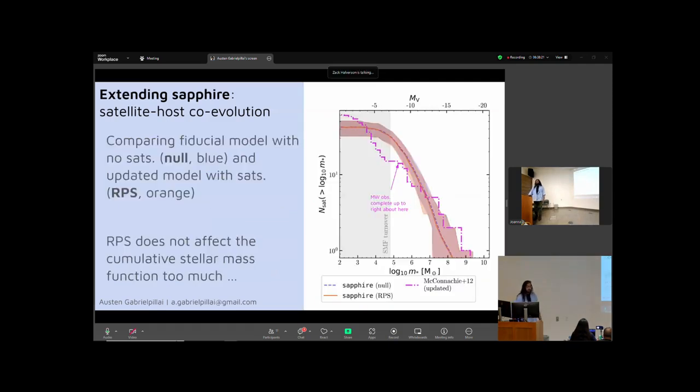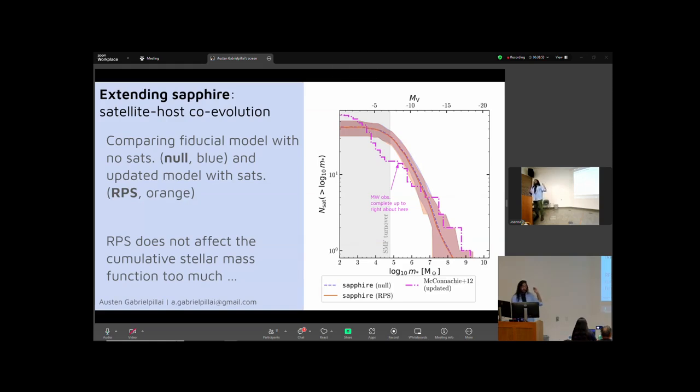And so to benchmark how well we're doing with our model, we're doing a number of different comparisons. First, we're comparing to our fiducial model, where we have none of the additional physics, and we are also comparing with our updated model with satellites, which we're calling our RPS, standing for ram pressure stripping, because that's the most dominant effect that we've seen. And so to kick off this comparison, we are looking at the cumulative stellar mass function of all of our different systems running on Milky Way-est and Symphony Milky Way.